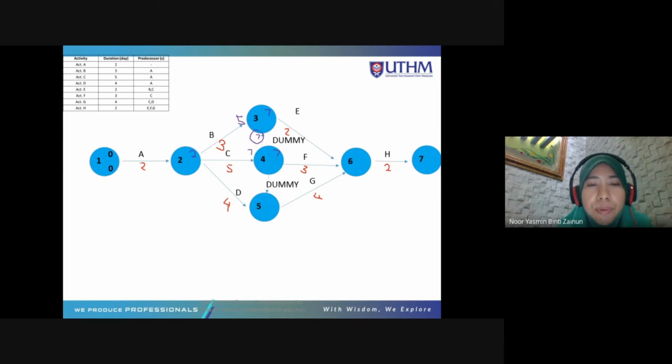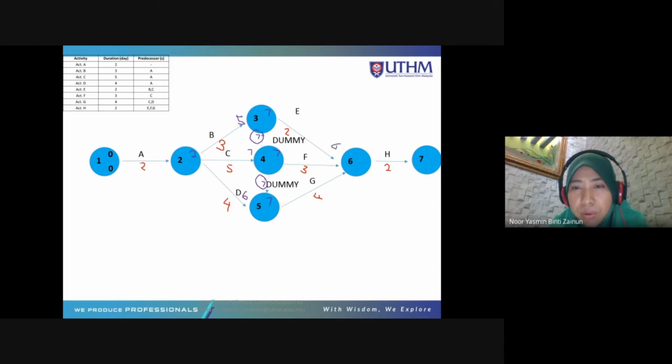And 2 plus 4 is 6. Okay, 6. But you have 2 arrows coming in at node number 5, which is 6 and 7. So the biggest is 7. Forward pass, choose the biggest value. So 7 plus 2 is 9.